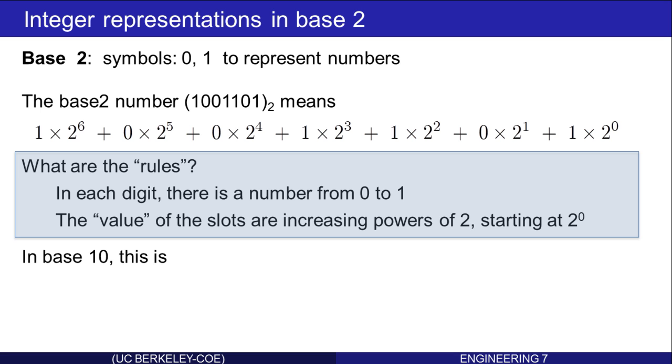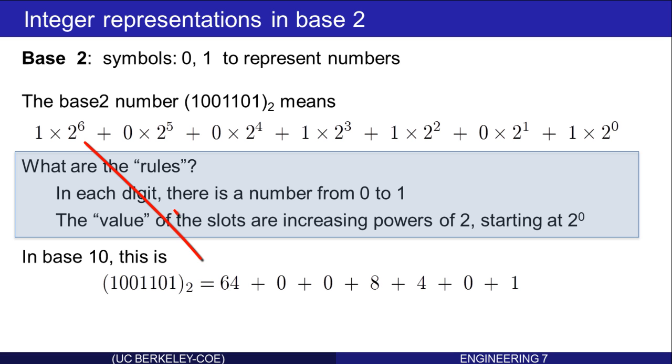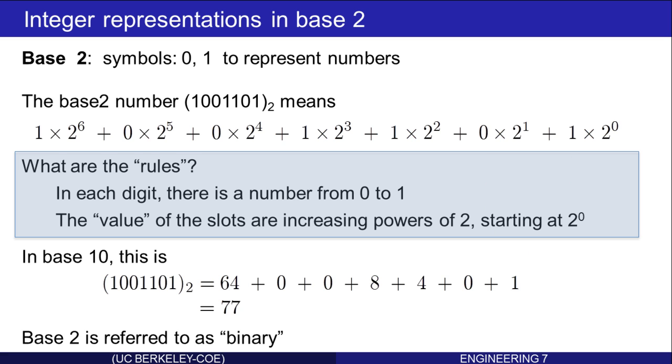In base 10, this example we just did is actually 64 plus 0 plus 0 plus 8 plus 4 plus 0 plus 1, giving a value of 77. Base 2 is referred to as binary.